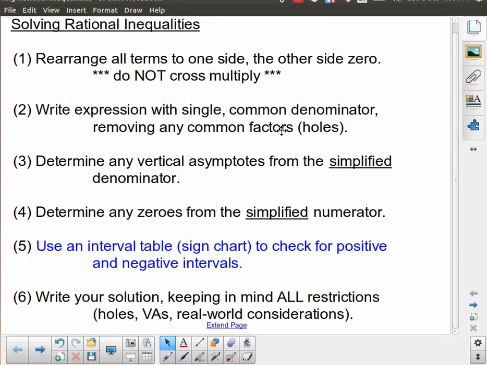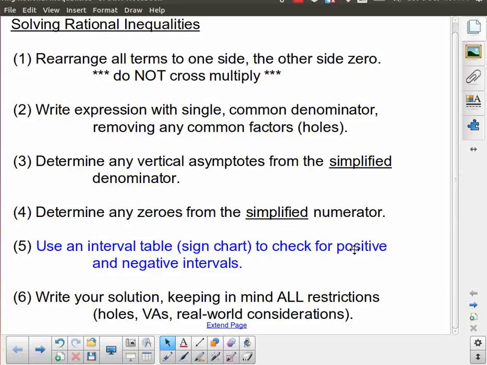Once we have removed any common factors, any factors that are left in the denominator, any of those that can be solved, any of those that are roots, those are vertical asymptotes, and we need to make note of those. In the numerator, we're going to use that to find any zeros, and then from the vertical asymptotes and the zeros, we're going to create what's known as an interval table, sometimes called a sign chart, but I normally refer to it as an interval table.